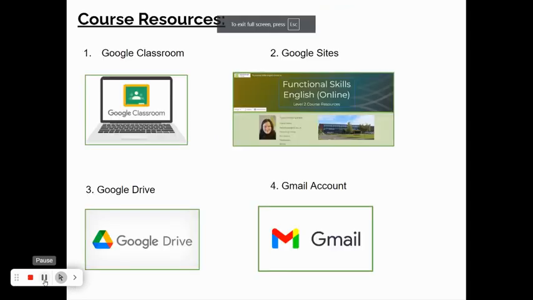All right, so some of the course resources, which I've touched on already, that we use during Functional Skills English are things like the Google Classroom, Google Sites, Google Drive, and your Gmail account. So we will work between these 4 things, and that should enable you to access the information you want and also to submit your work for marking.